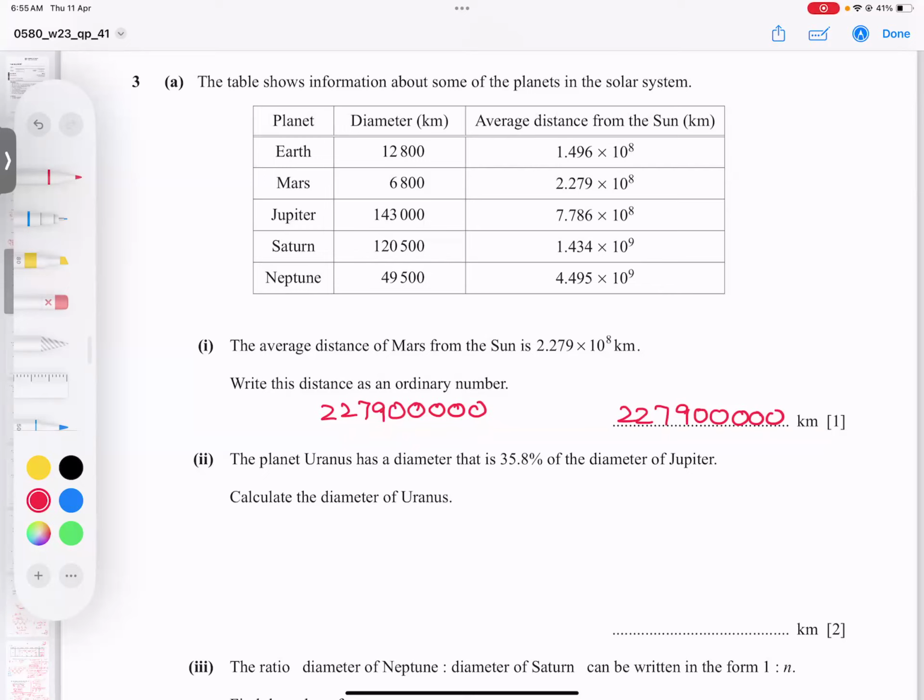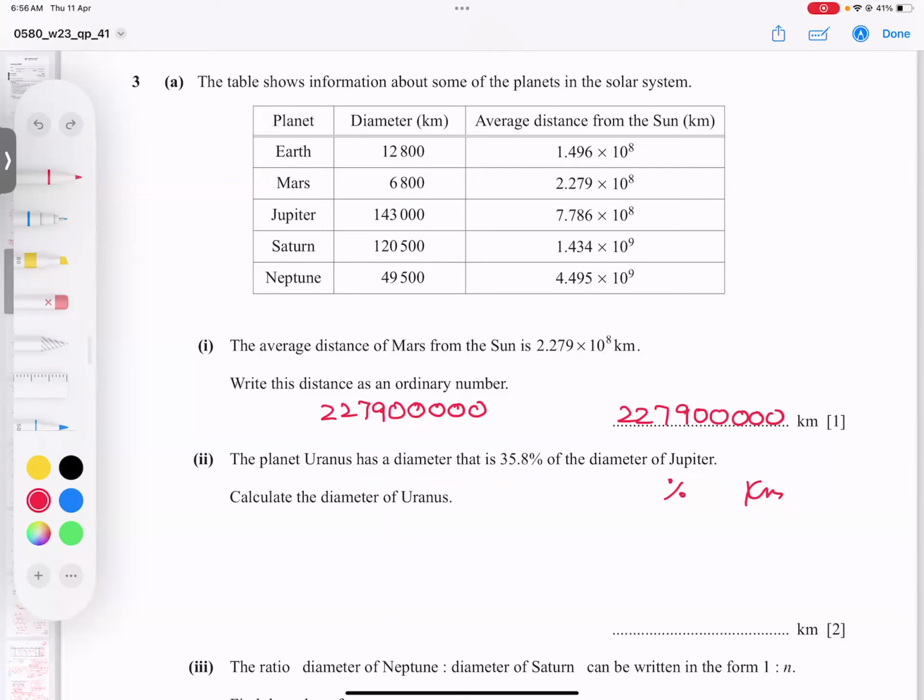The planet Uranus has a diameter that is 35.8 percent of the diameter of Jupiter. So naturally Jupiter is bigger, and Uranus is smaller. I have two ways to do it. One is the cross multiply percentage method, and I'm writing diameter here. Diameter is counted in kilometers. Uranus has a diameter 35.8 percent of the diameter of Jupiter, and Jupiter's diameter is given here, 143.